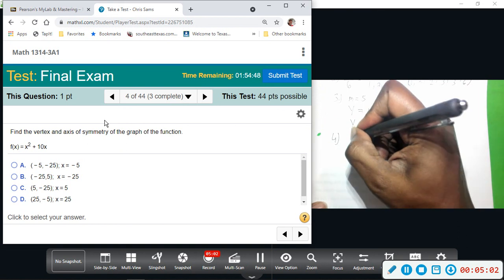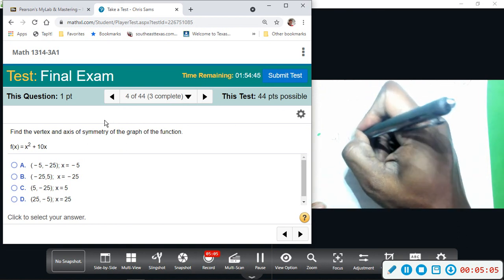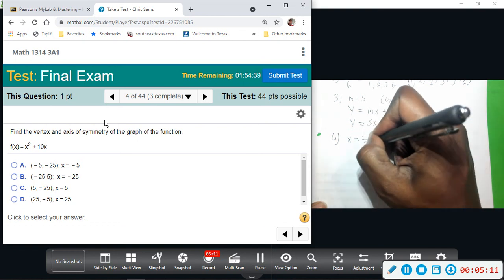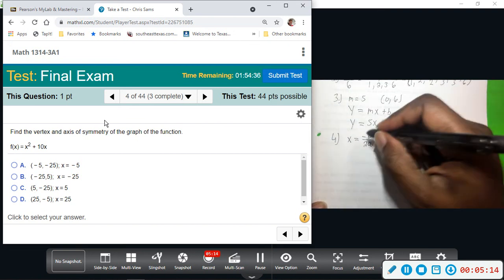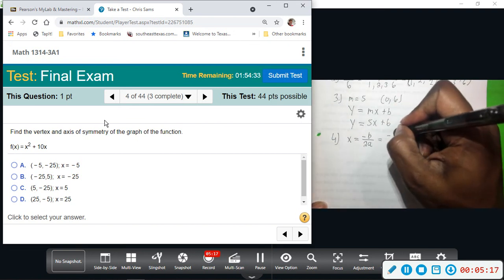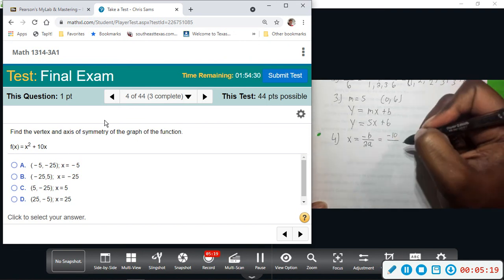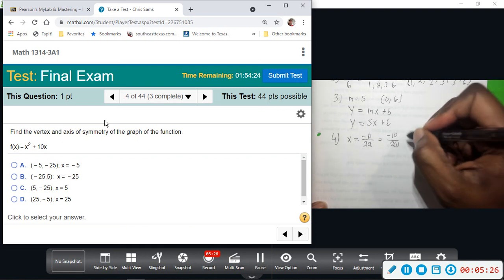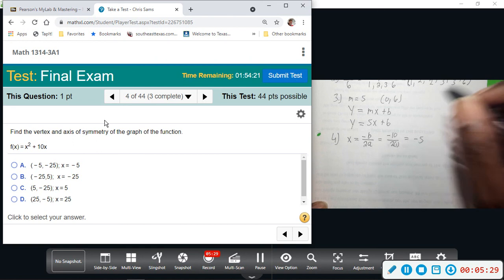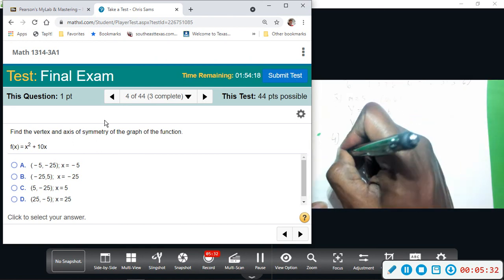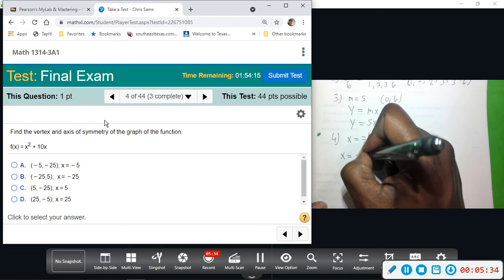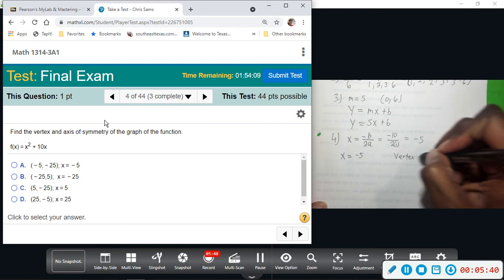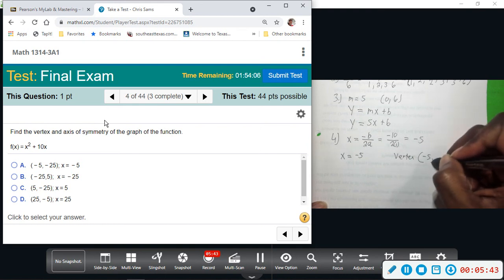So the axis of symmetry is x equals negative b divided by 2 times a. So b in this case would be 10, and we're going to do negative 10 divided by 2a, and a is 1, so 2 times 1, just 2. So negative 10 divided by 2 will give us negative 5. Now this is the axis of symmetry. It is also the x-coordinate of your vertex. So we have the vertex x-value negative 5, and we need our y value.